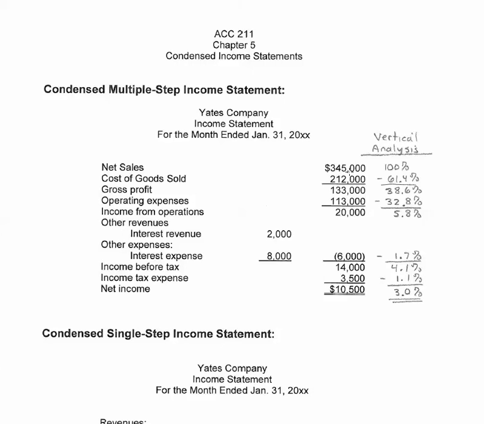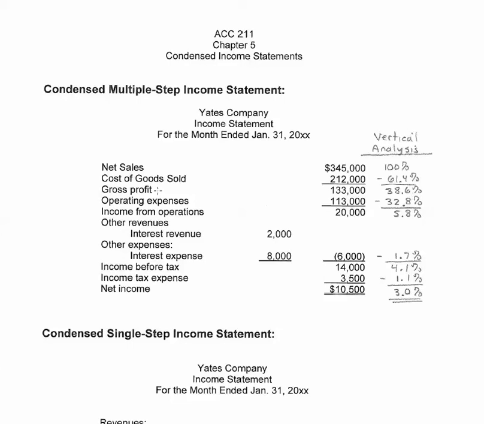The two key calculations that are introduced in Study Objectives 6 and 7 are the gross profit rate and the profit margin ratio. The gross profit rate is calculated by taking the gross profit and dividing by net sales. In this case, 133 divided by 345 gives us 38.6%. That's again called the gross profit rate.